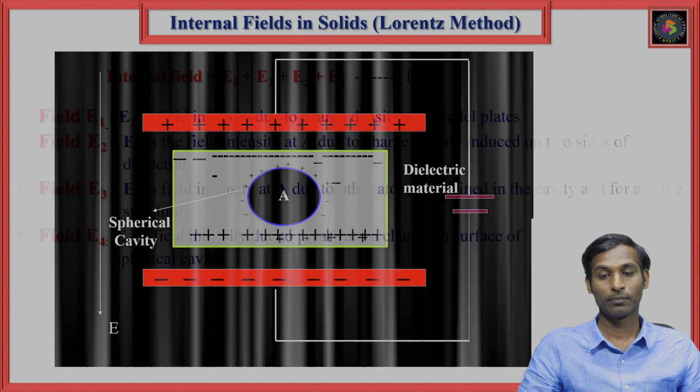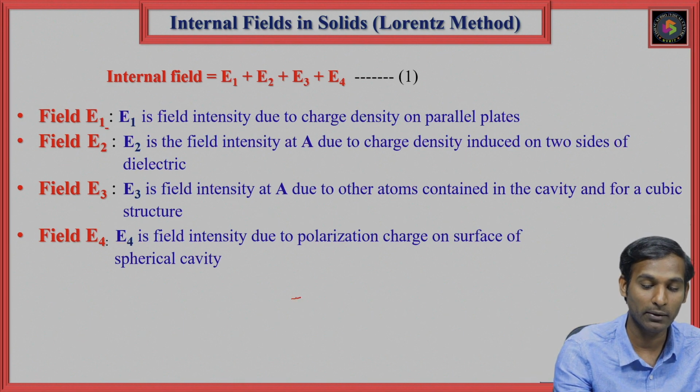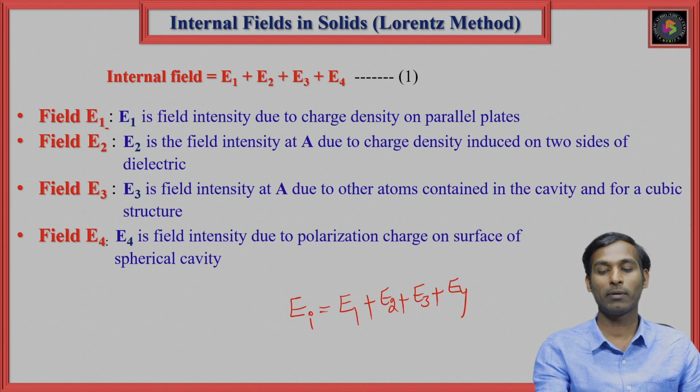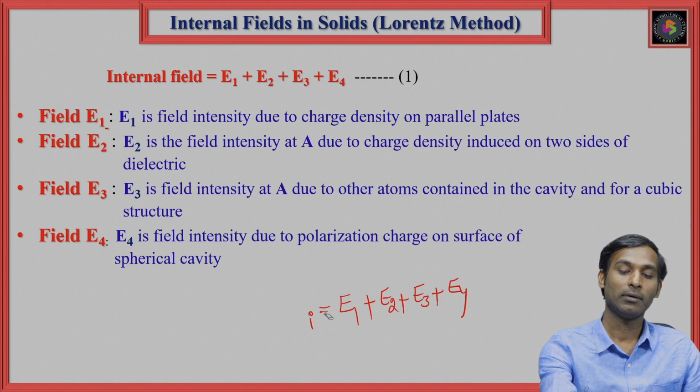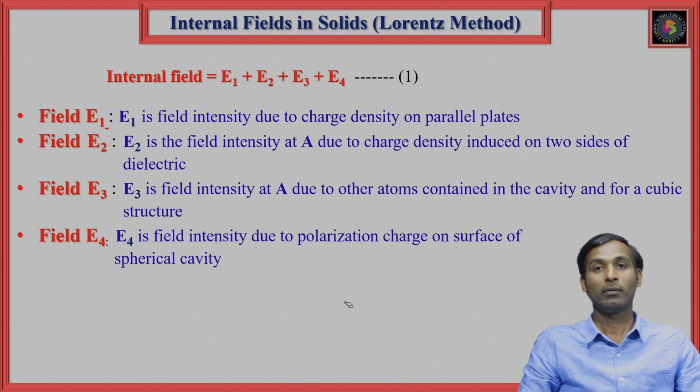See here, from the mathematical expression point of view, I am defining the internal field. The internal field is denoted by E suffix I, which in summation form is E1 plus E2 plus E3 plus E4. Now you can see equation number 1. In this equation, what is E1? How can we define these four parameters?